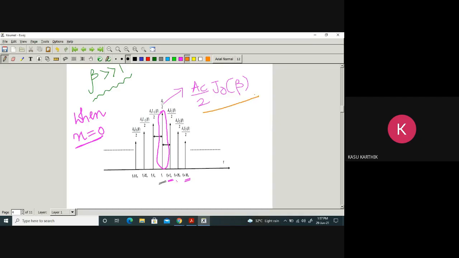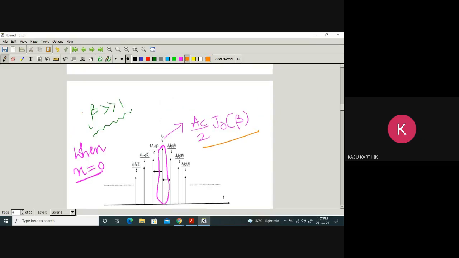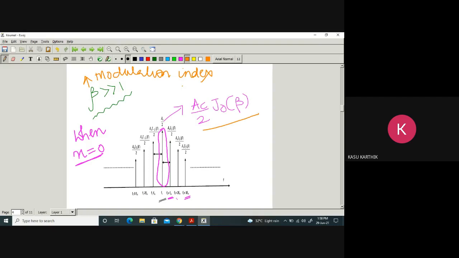Now here I have drawn the spectrum by assuming the beta value is much more than 1. What is beta called here? It is the modulation index. So this is simply the spectrum of the FM signal. Now if you observe the spectrum clearly, it contains an infinite number of sidebands. Here this is the carrier component.